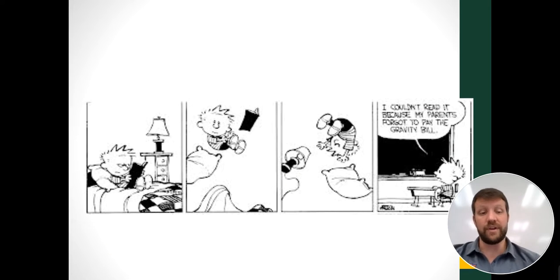All right, I love Calvin and Hobbes. So my son's middle name is Hobbes. I wanted to throw in a quick Calvin and Hobbes here. I thought this was great. Calvin, unfortunately, says he couldn't read his homework because his parents forgot to pay the gravity bill.